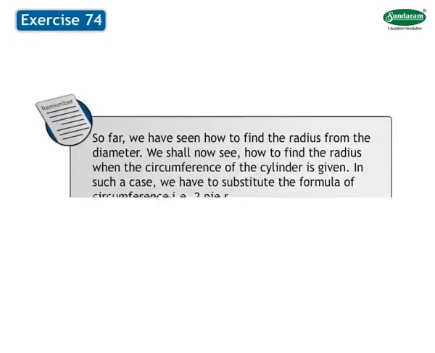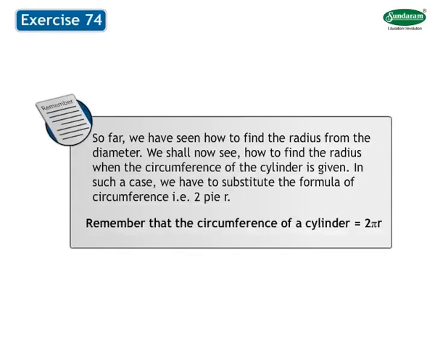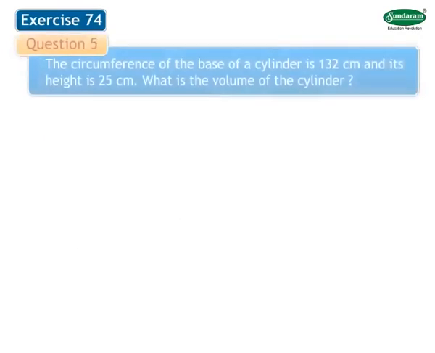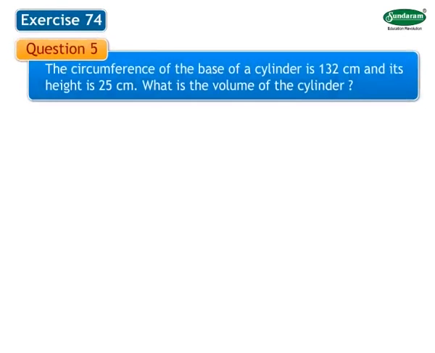So far, we have seen how to find the radius from the diameter. We shall now see how to find the radius when the circumference of the cylinder is given. In such a case, we have to substitute the formula of circumference, that is 2 pi r. Remember that the circumference of a cylinder is 2 pi r. 5. The circumference of the base of a cylinder is 132 centimeter and its height is 25 centimeter. What is the volume of the cylinder?